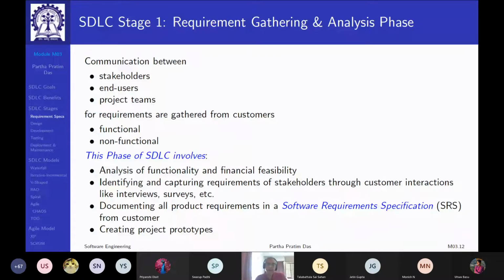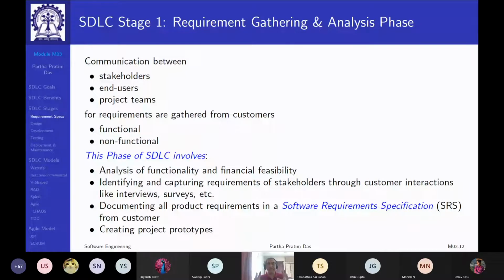So there has to be, how do you know that? Naturally, the customer for which you are building the project may not be as savvy about software development, software engineering, even about his or her own requirement. The customer may not be so aware. So there has to be constant communication between stakeholders. Stakeholder means whoever has something in that project.